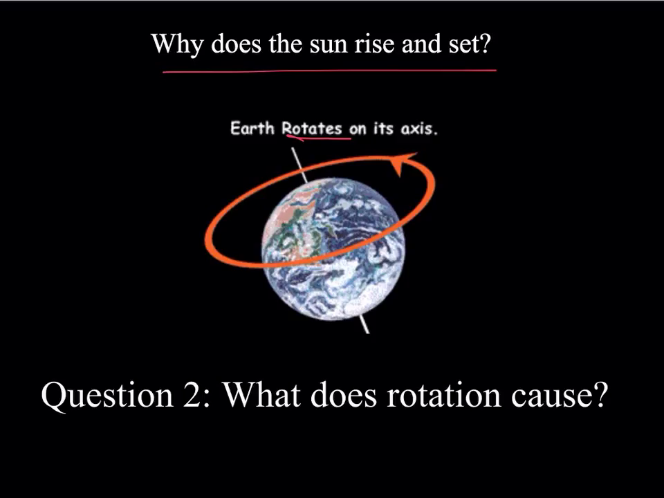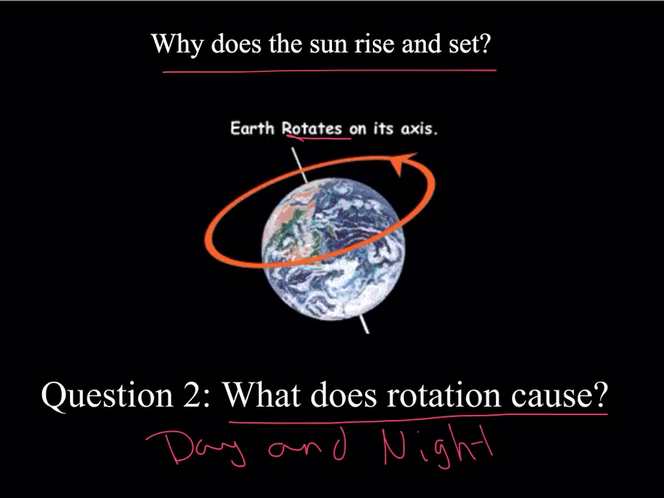So question 2, what does rotation cause? Think about it. If the Earth is constantly rotating, causing the sun to rise and then the sun to set and the moon to come out, what do you think rotation causes? Great job. Rotation causes day and night. Make sure you write down this answer also on that handout provided.